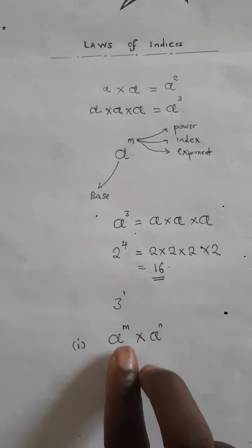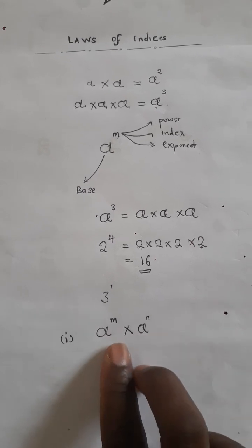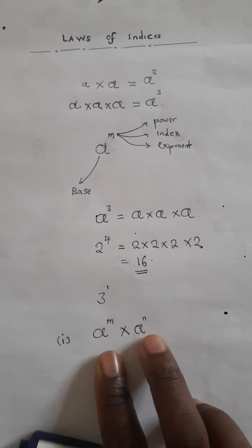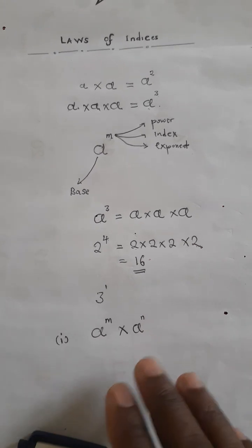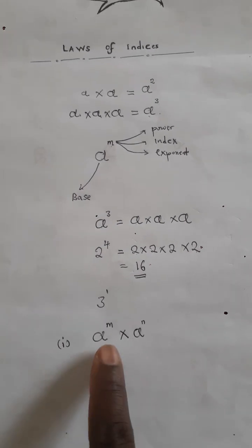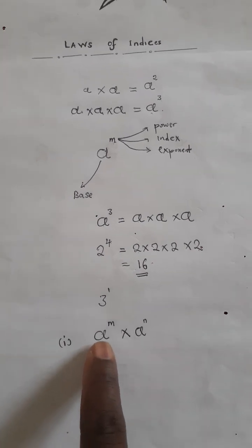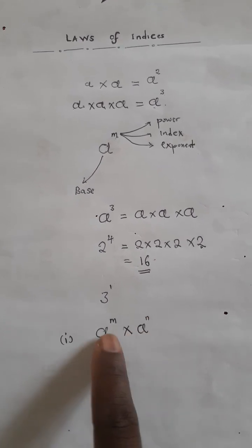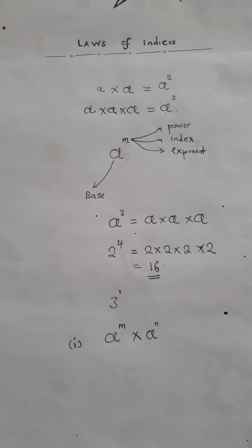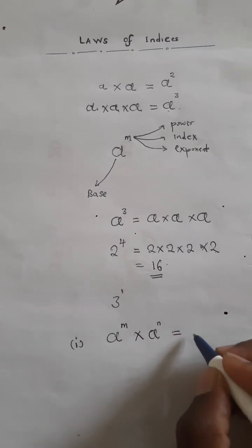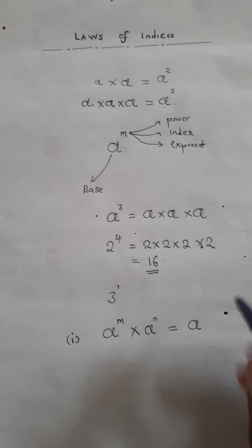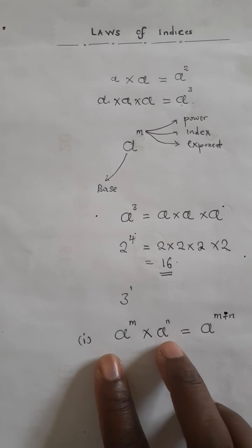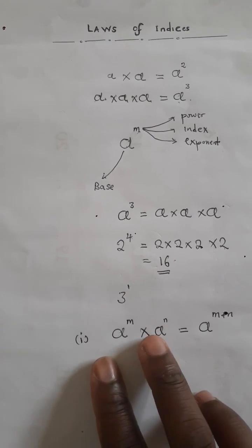Okay, so what happens when you're multiplying indices of the same base, or numbers with the same base? Remember, these are laws, so you apply them according to the way they are. Law number 1, indices of the same base. When you're multiplying them, you just add the powers, so you have m plus n.